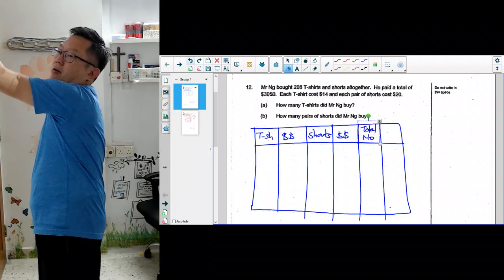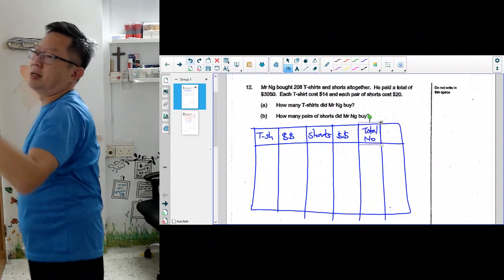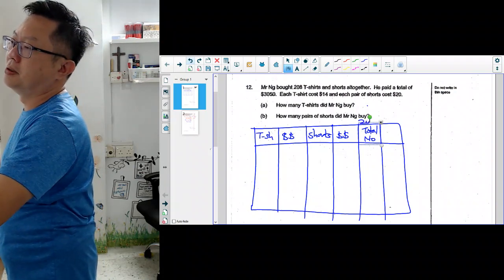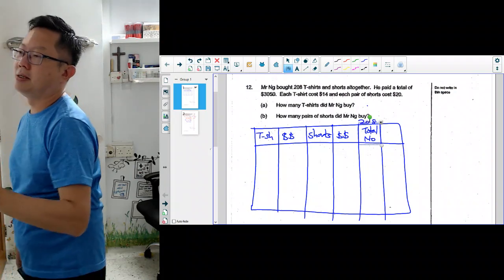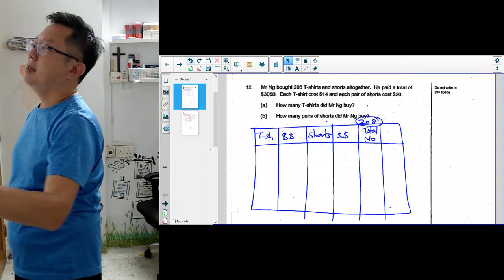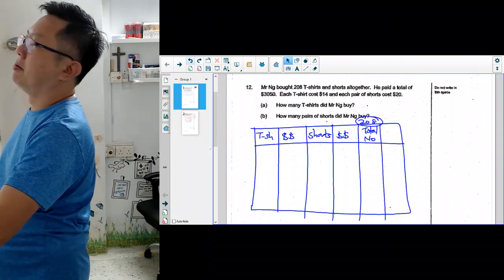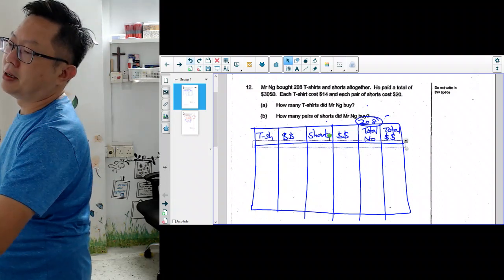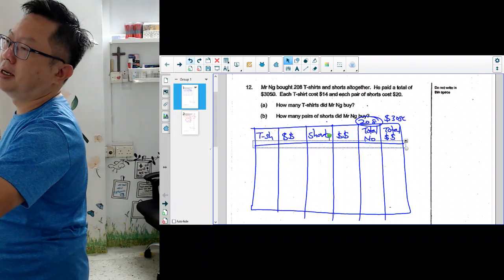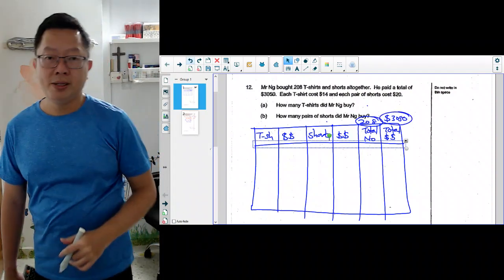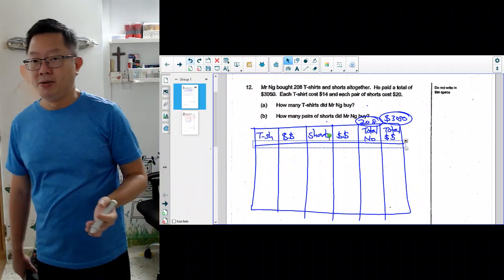Hang on for a while. So 208. Let me just put 208. And then there's another important number, which is the total money. That will be 3,050. So let's put down 3,050. Now do you want to put the tick and the cross? You can if you want, but over here we don't need to do that.